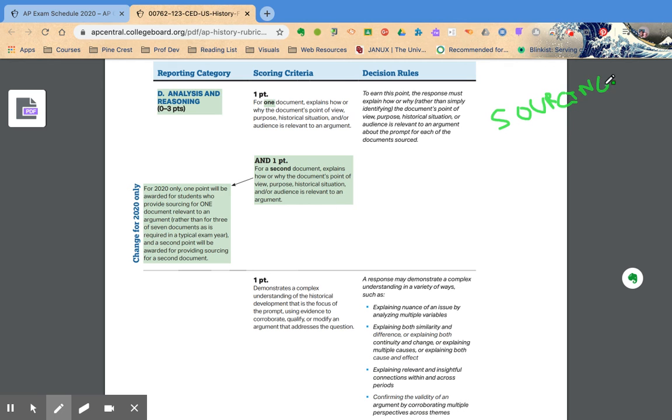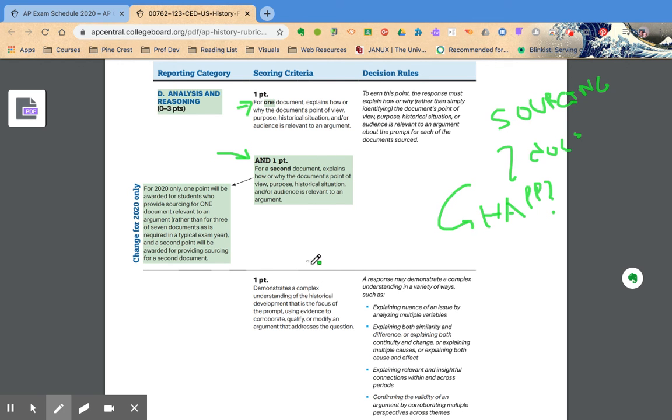Can you demonstrate that you can source stuff? Typically, you have to source at least 3 documents to get a point. However, this year they're going to give you 1 point for sourcing one document. Then they're going to give you a second point for sourcing a second document. So whereas you normally get 1 point for 3, this year you're getting a point for each document that you source. So source 2 of them, 2 docs, tell me what's happening. I'm going to just abbreviate. For 2 documents, and you're good to go.